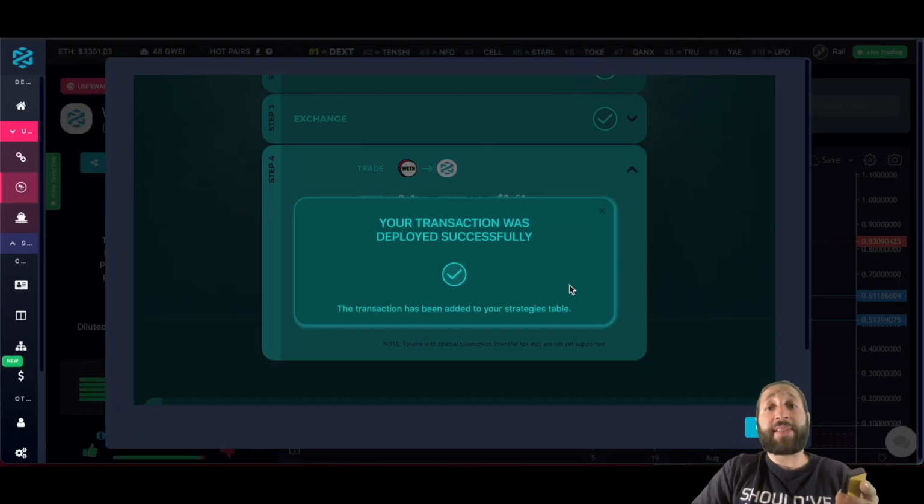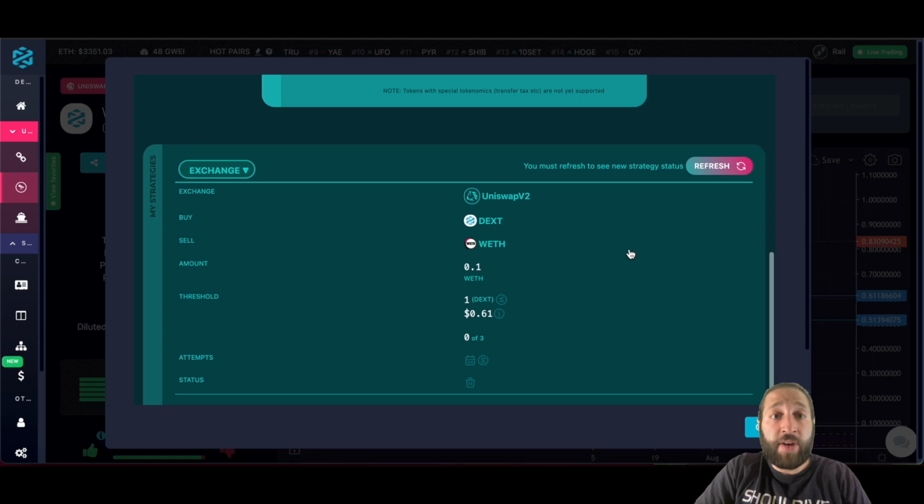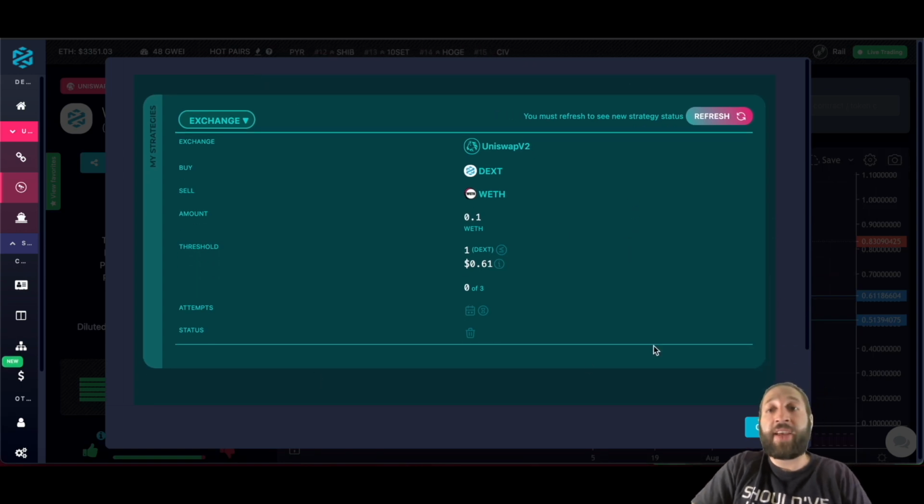and your transaction was deployed successfully. The transaction has been added to your strategies table. So if we go below, you can see that our strategy is right here, and we actually have an open order to buy Dext at 61 cents. Did you see how easy that was?